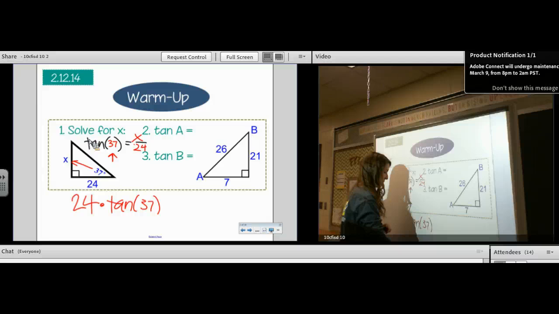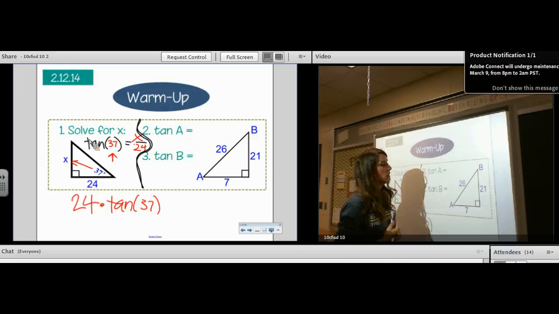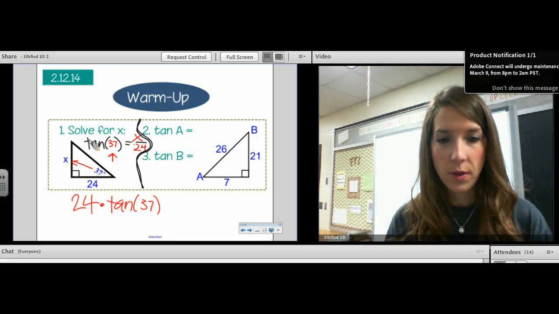Okay, number 2. This is the one where you're just writing a fraction as an answer. You're not solving anything. You're just writing the answer as a fraction. So, which side do we not use when we're dealing with tangent?